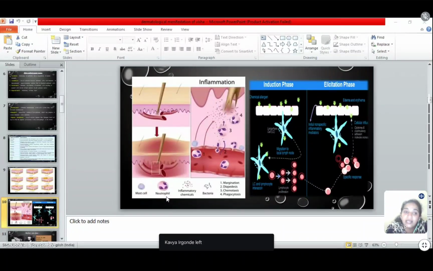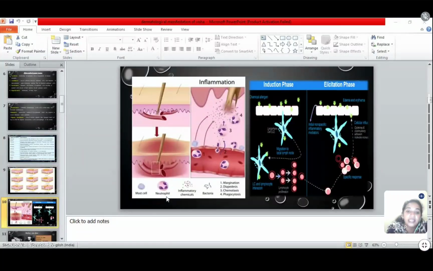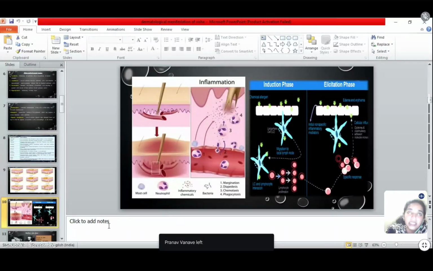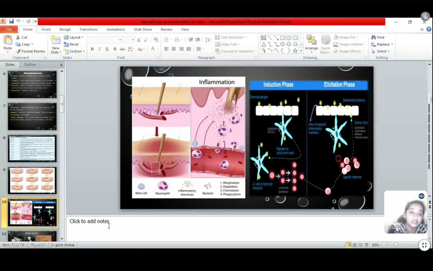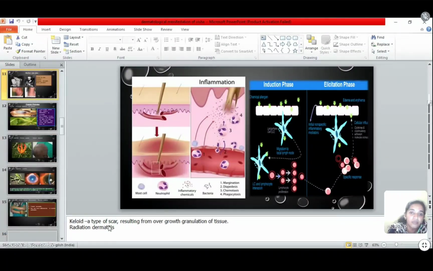So, likewise, that is an example of why you see inflammatory as well as immunomodulatory effects in a case of Visha. Next, we will see different presentations, the dermatological manifestations we generally see in a case of Visha.